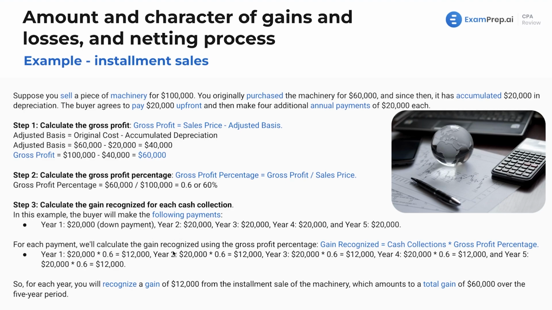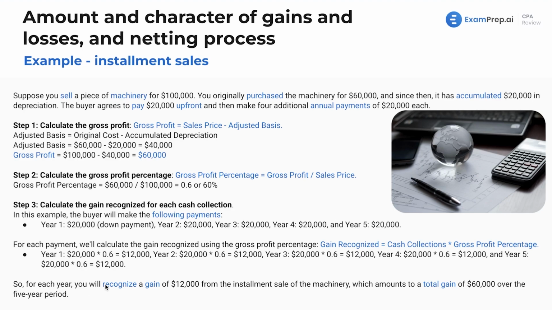So for each payment, we're going to calculate the gain recognized using the gross profit percentage. That's the gain recognized equals cash collections times the gross profit percentage. So we see here that we just multiply every year by that 60%. So what do we actually recognize in year 1? Well, that's only $12,000. Instead of recognizing $20,000 when we got that in cash, we're only recognizing $12,000 because that's the gross profit we're actually getting from this whole process. $12,000, $12,000, $12,000, boom, boom, boom. Multiply that by 5, that's our gross profit, which gets us to $60,000. So for each year, you're going to recognize a gain of $12,000 from the installment sale of the machinery, which amounts to a total gain of $60,000 over the 5-year period.